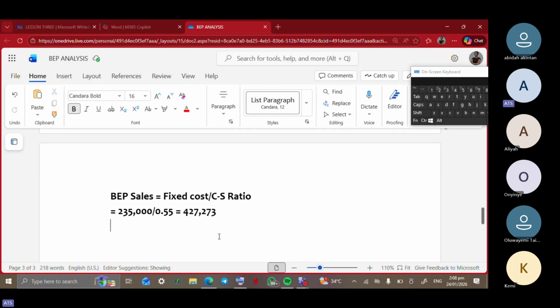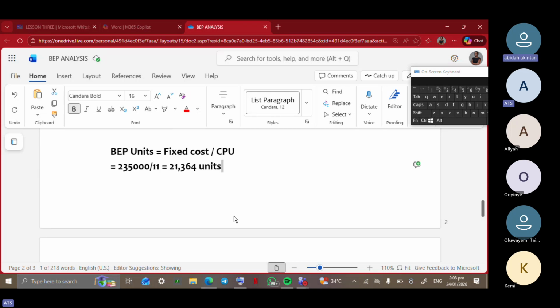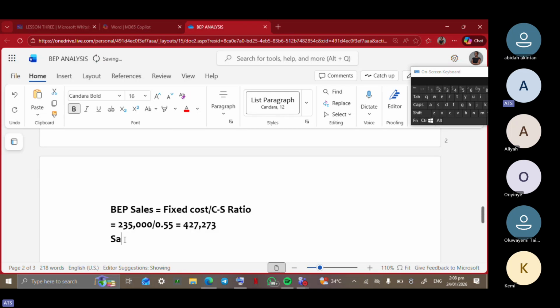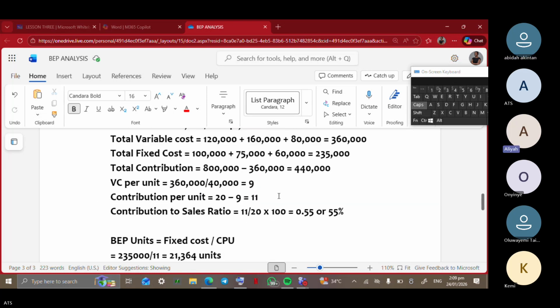So let's check whether this is actually our break-even point. We sold this amount of units and we are selling at this price, right? The sales is equal to 427,273. And then what's variable cost now? Total variable cost or variable cost per unit? Total variable cost, 360,000. Oh, sorry, variable cost per unit. My bad. 9 naira.